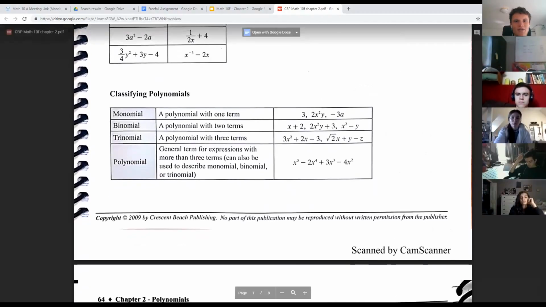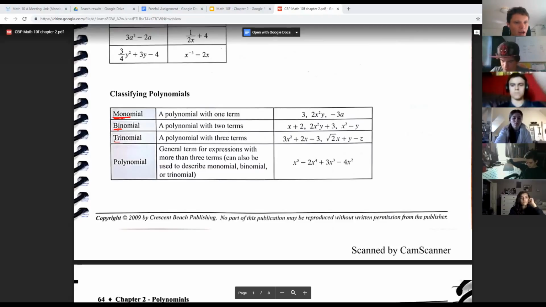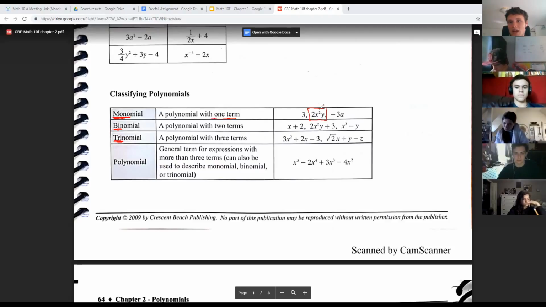We have different ways of classifying polynomials. We use these prefixes: mono meaning 1, bi meaning 2, and tri meaning 3. A monomial has one term. Just ignore these for now. This first one is just a 3, so that's a monomial. The second one is just 2x squared y. That's a monomial. And this last one is -3a. It's a monomial, just one term.